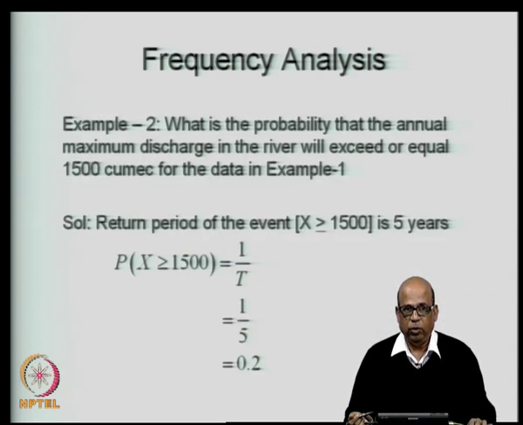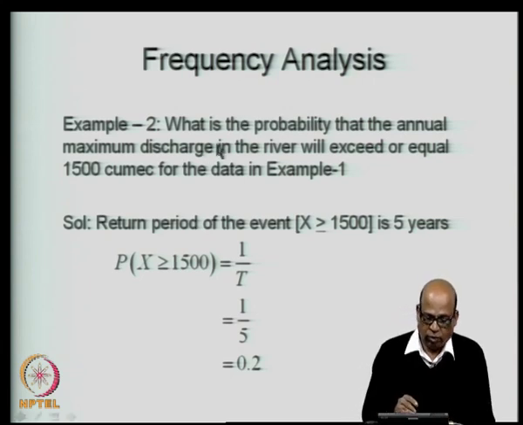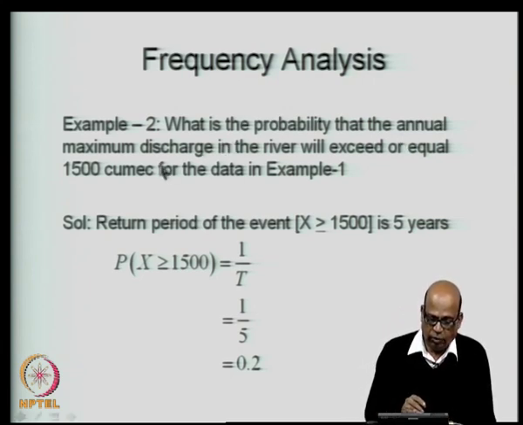Now, we will use that and answer the question: what is the probability that the annual maximum discharge in the river will exceed or equal 1500 qmax for the data in example 1?